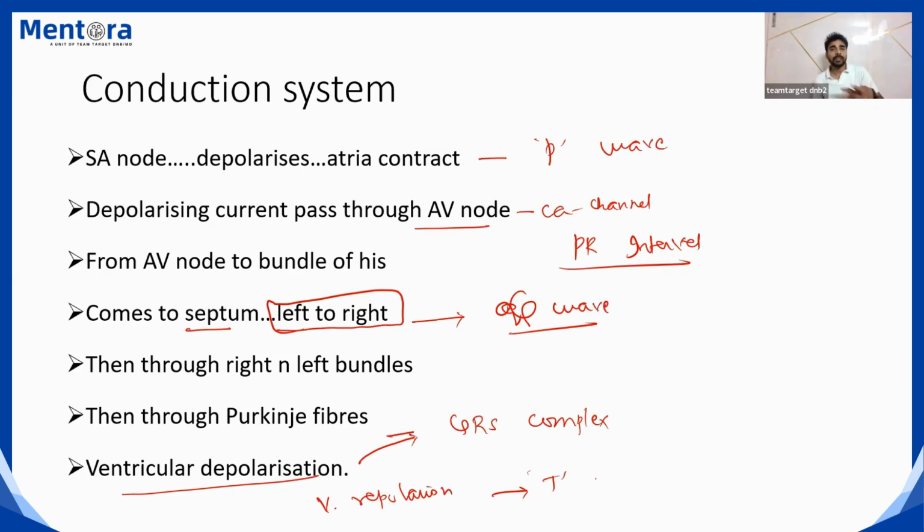Simple thing. So what are the different waves depicted in the ECG? You have to know. The SA node causes atrial depolarization, which is represented as a P wave. After atrial depolarization it passes through the AV node, but the AV node is calcium channel mediated, so it is slow to depolarize, and this lag is called the PR interval. Then it goes to the bundle of His, then to the septum. In the septum, depolarization is always left to right, and septal depolarization is represented as the Q wave. Then it goes to the ventricle. Ventricular depolarization is represented as the QRS complex, and ventricular repolarization is represented as your T wave.